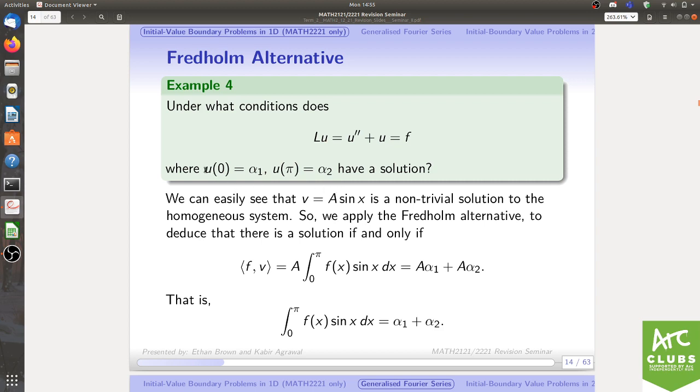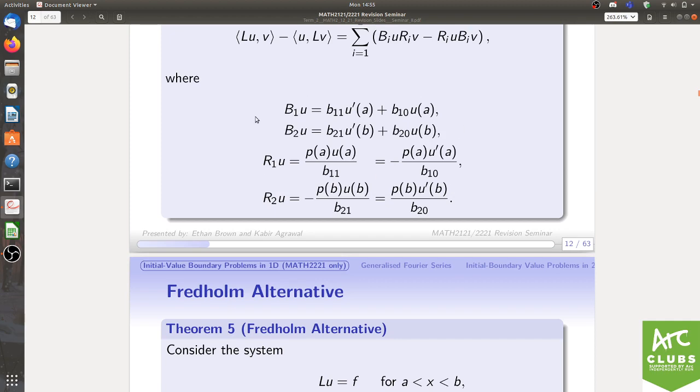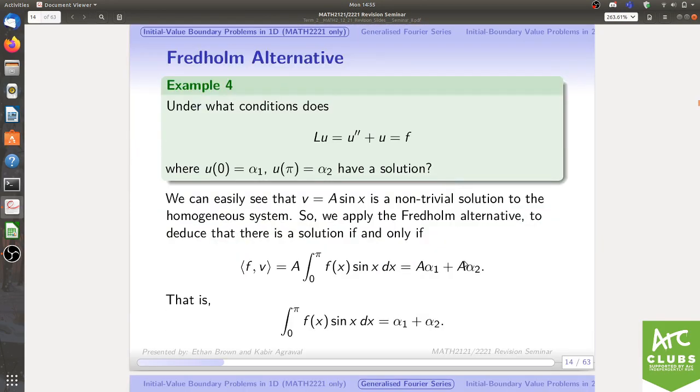And if we plug in the values from the bilinear concomitant into this equation, what we end up with is a alpha 1 plus a alpha 2. And from the inner product itself, this is the expression that we end up with, the a times the integral from 0 to pi of f of x times sine x. So in other words, you can only get a solution if, after dividing by a, you have this as your final expression.